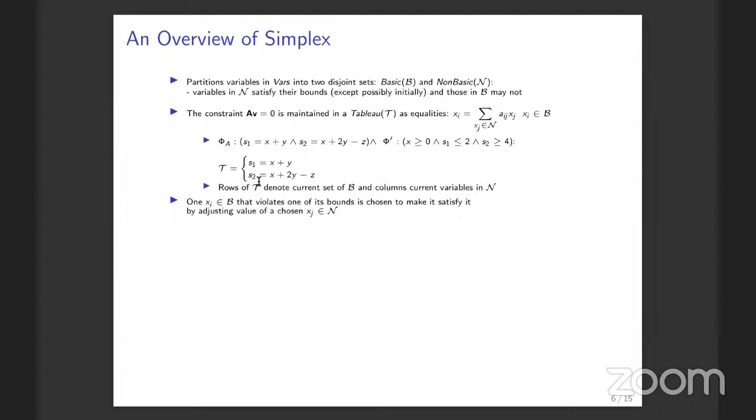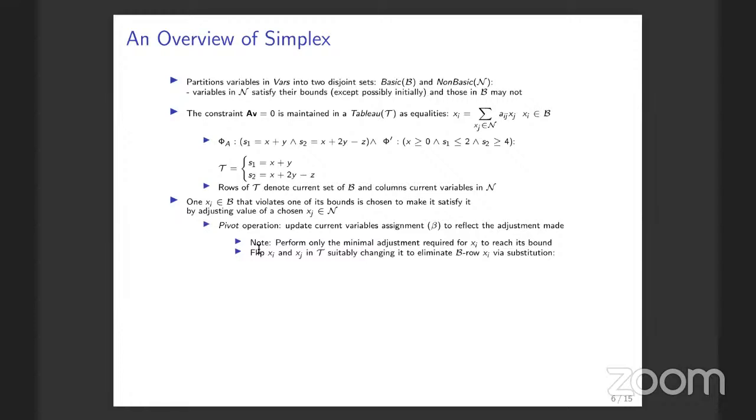So if so, it picks one, okay? Then it does what is called a pivot operation. So you update the current variable assignments, or beta. That's what I mean when I say you make it satisfied. So how is it done? It is done using this pivot operation. You update it to reflect the adjustment made.